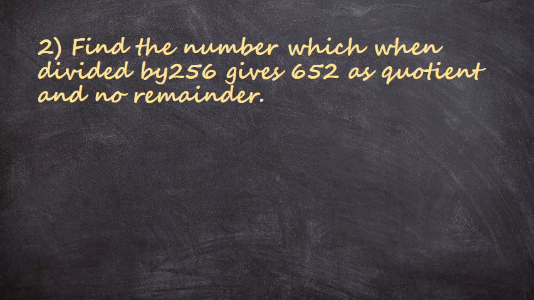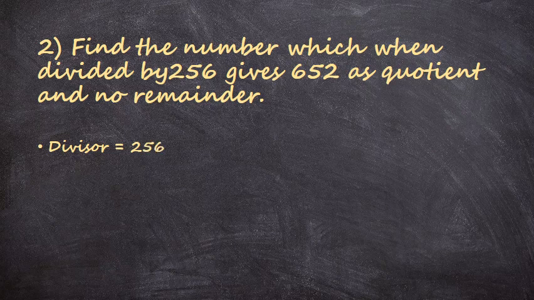First of all, let's understand the meaning of the question. You have to find out the number which, when we divide it by 256, gives 652 as quotient and no remainder, meaning the remainder is equal to 0. So basically the number we are supposed to find is the number which is being divided by 256. On dividing that number by 256, we will get 652 as quotient and 0 as remainder. Now let's proceed further towards the solution.